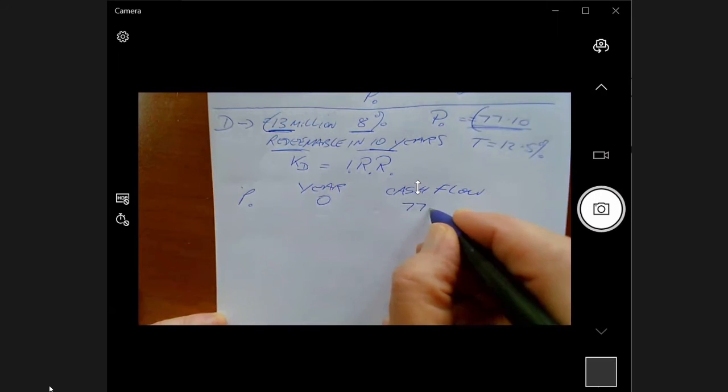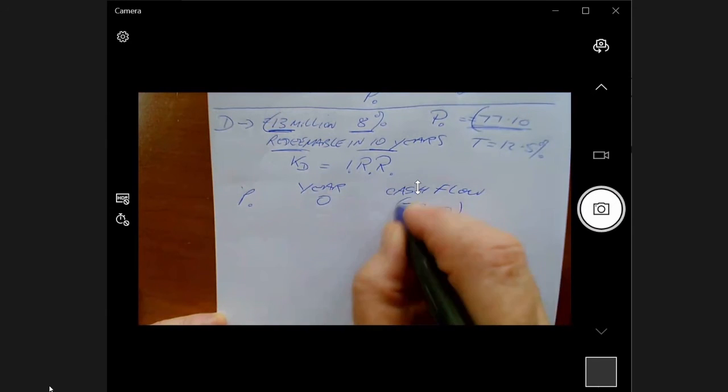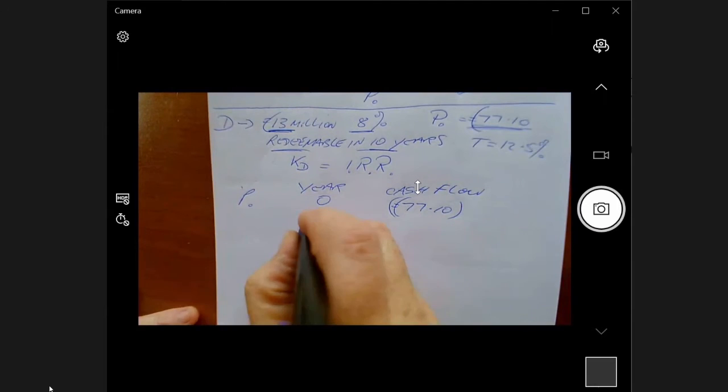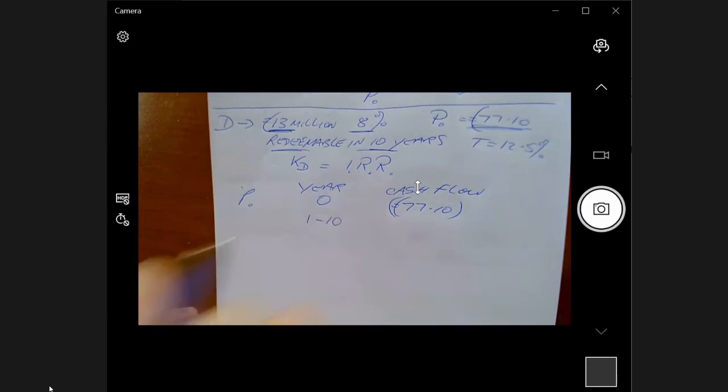It's traditional to put that in as a negative score. So 77.10 is the actual current market price of the debenture today on the stock exchange. The company could go to the market and buy it back for 77.10 now. If it were to do that, it would save the company having to pay interest for the next 10 years. It'd be the same amount of interest every year.